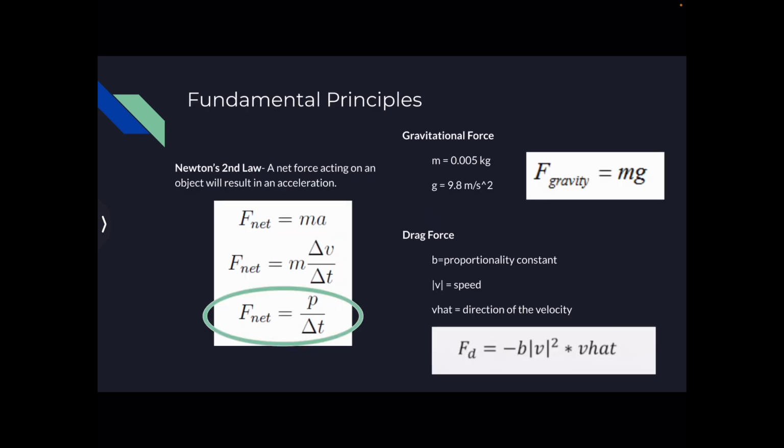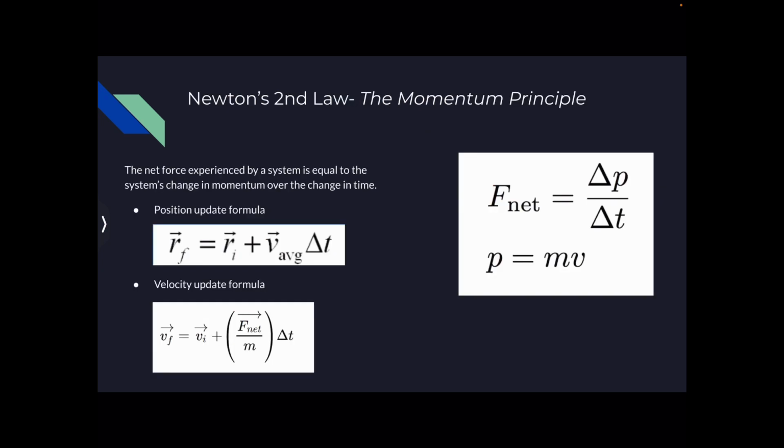As for the fundamental principles used, we use Newton's second law, the definition of gravitational force, which is mass times g, which is 9.8 meters per second squared, and the drag force, where b is the proportionality constant. More on Newton's second law is that it's the momentum principle, and the net force experienced by a system is equal to the system's change in momentum over the change in time. From this, we derive our position update formula, as well as our velocity update formula, which are both used within the GlowScript code.